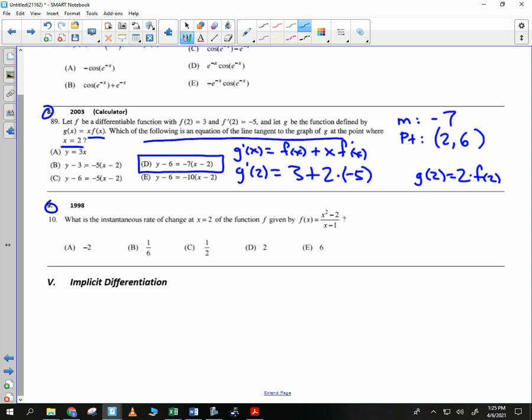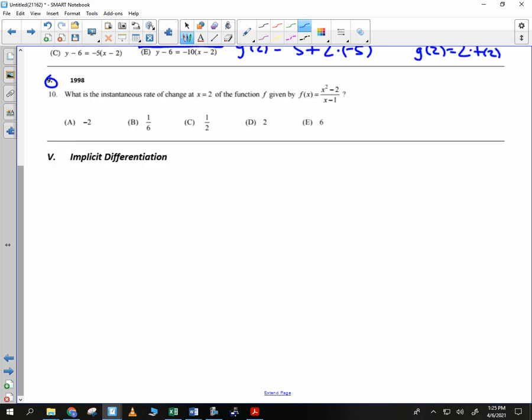Looks like a tricky problem. Once you see it work through, really not too bad, is it? The instantaneous rate of change at x equals 2. This has one purpose, okay? One purpose, that you understand instantaneous rate of change simply means derivative. That's what instantaneous rate of change means. The derivative. The slope at 1 point, instantaneous, not 2 points, average.